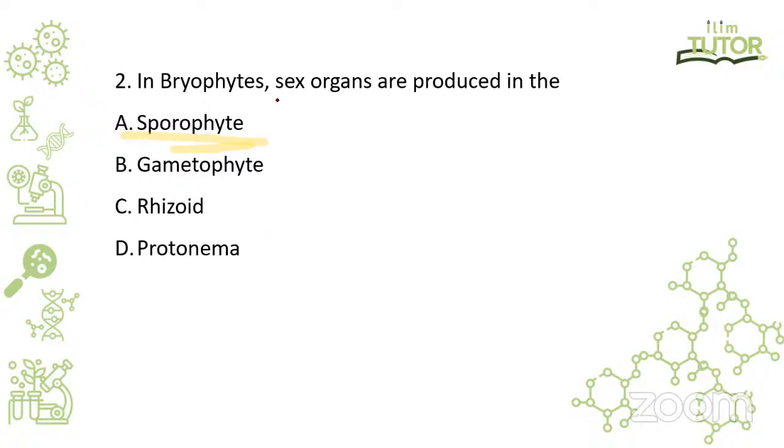Let me read the question. In bryophytes, sex organs are produced in the rhizoid, I guess. No, the rhizoid is the part that looks like the roots. Okay, it's definitely B because the gametes, right? Yeah, so the gamete, yes, it's the gametophyte, that contains, yes, it's the gametophyte.